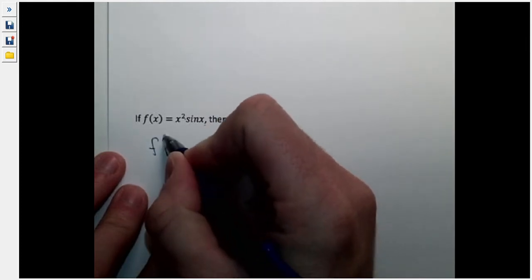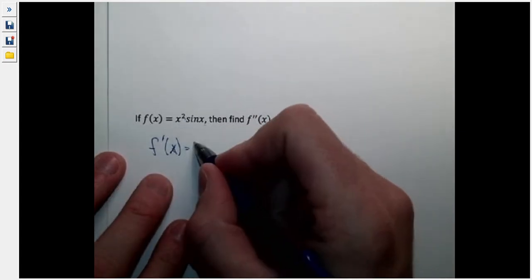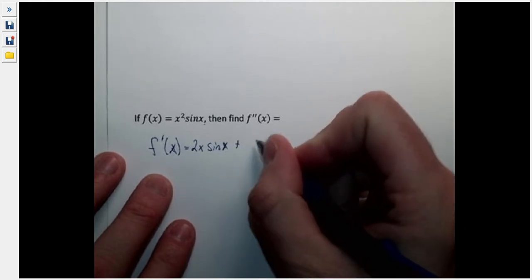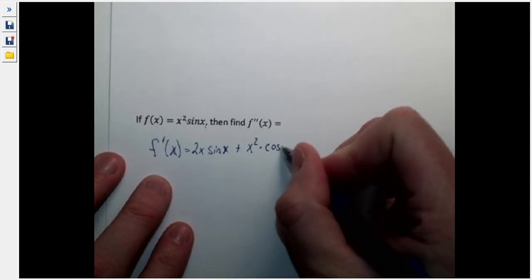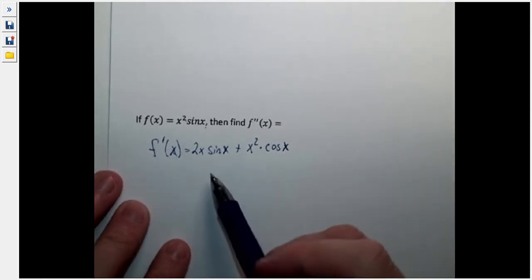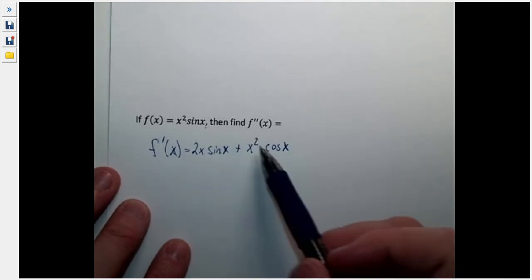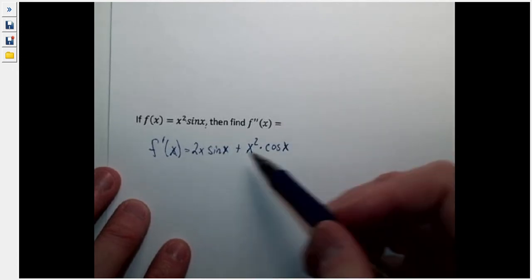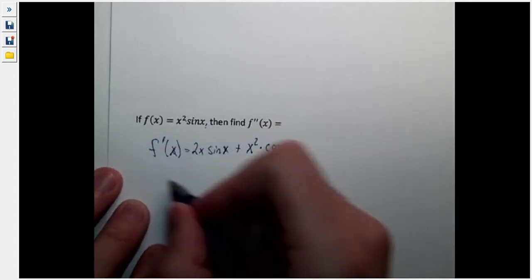So f prime is equal to the derivative of the first, 2x sine x, plus x squared times the derivative of sine, which is cosine x. Okay, so here's my first derivative. Now normally before we would take the second derivative, we'd simplify anything if we could to make our lives easier, but for this one, there's nothing I can do to simplify it. So I'm going to go straight into taking the second derivative.